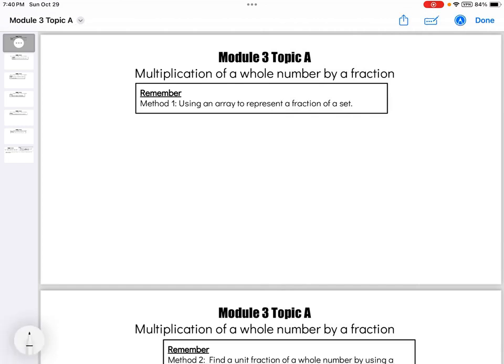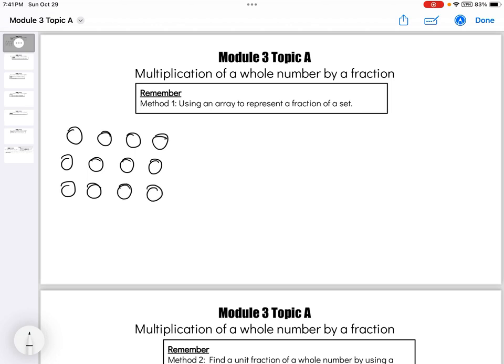Okay, so the first strategy that we use is an array. It may look something like this, just a set of circles. This array represents a total of 12, and the problem might say 1/3 of 12.